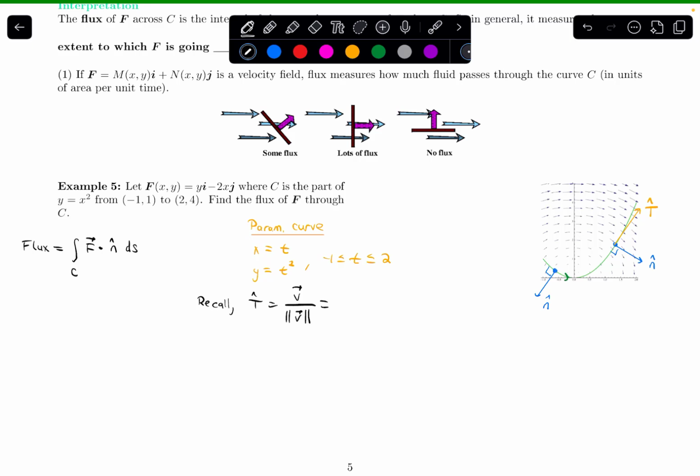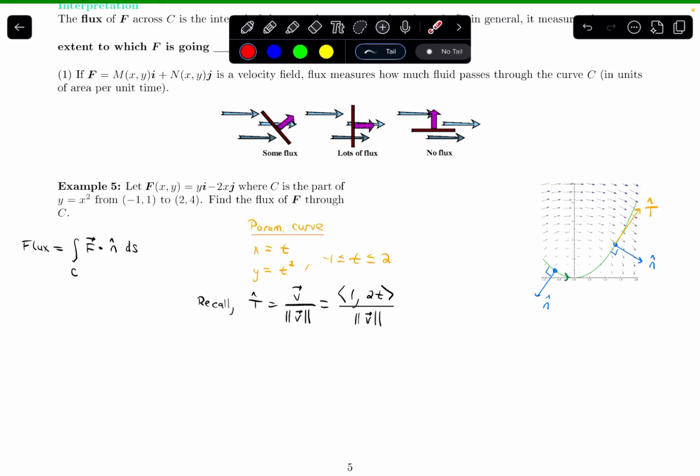And the velocity vector, to get that, we take the derivative of each of these components. So I'm going to write that as a vector. The derivative of x, that's the derivative of t, is just 1. And the derivative of t squared is 2t. On the denominator, I'm going to leave the length of v as it is. Something really nice is going to happen to it later, so I'm going to leave that as it is. Okay, so that gives me this unit tangent vector.